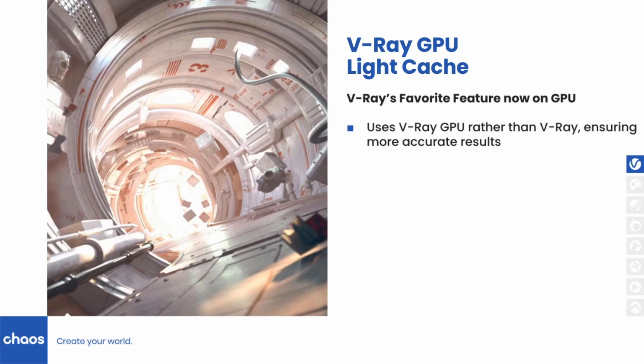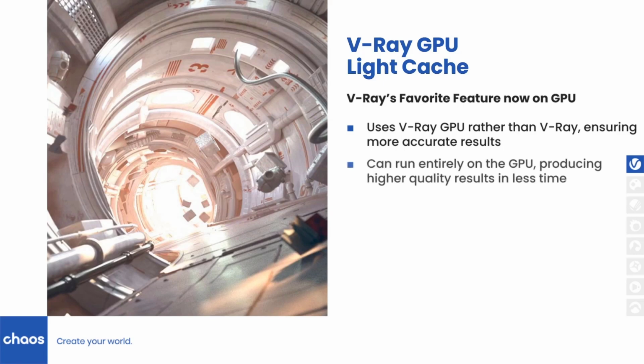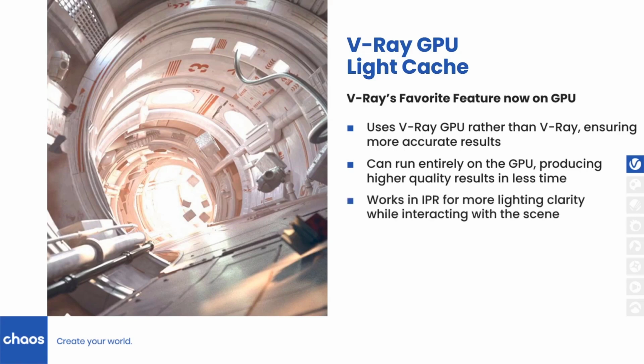With our latest update, we have implemented GPU light cache calculations. So everything now can be calculated on the GPU. We no longer need to have a CPU-side representation of the scene, and we can generate the light cache a lot faster with higher quality using the GPU itself. Also, this allows us to use light cache in IPR interactive sessions, so the user can have better lighting clarity while moving through the scene and making changes.